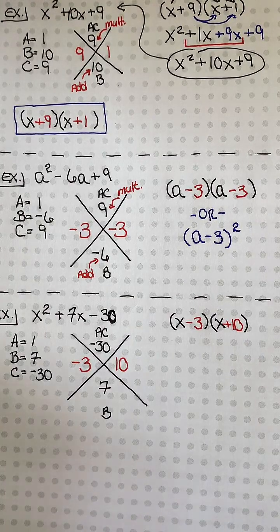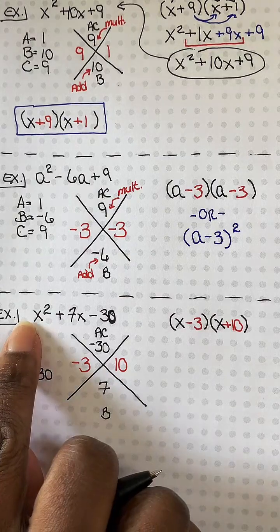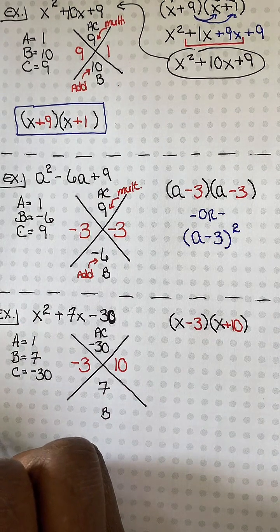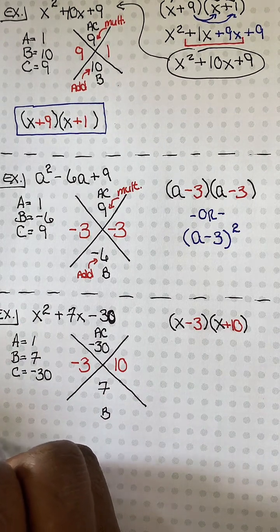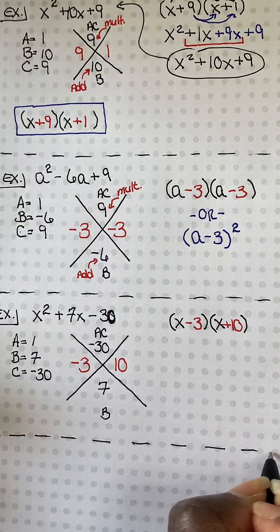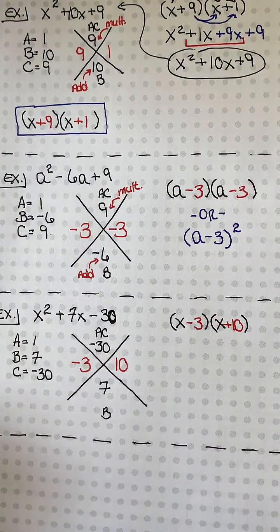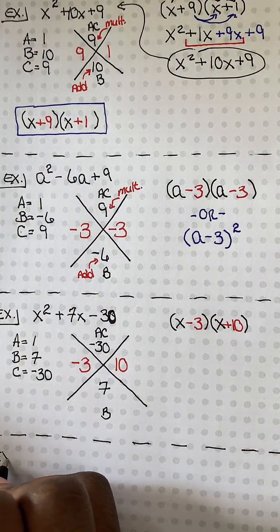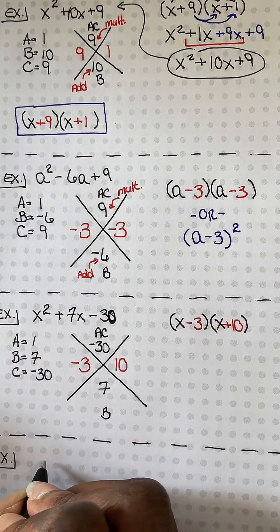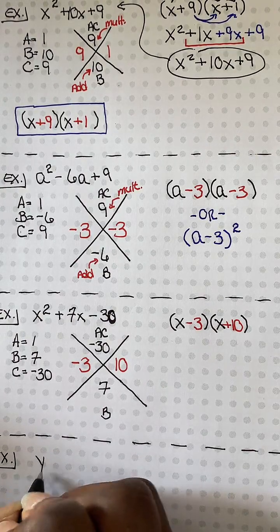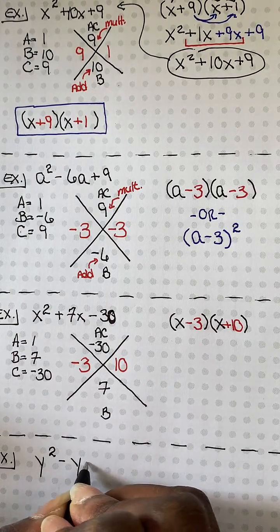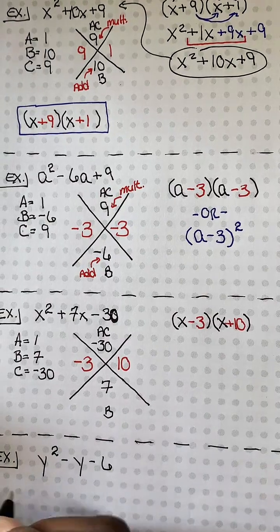All right, so I'm going to give you one more when my leading coefficient is 1, and I just want the final answers. Okay, do you think you can do it? I know you can. Can you do it? Yes, you can. All right, so let's try this one. So y squared minus y minus 6.